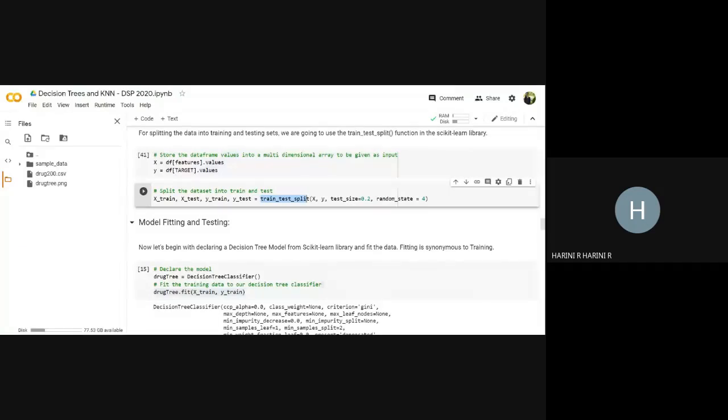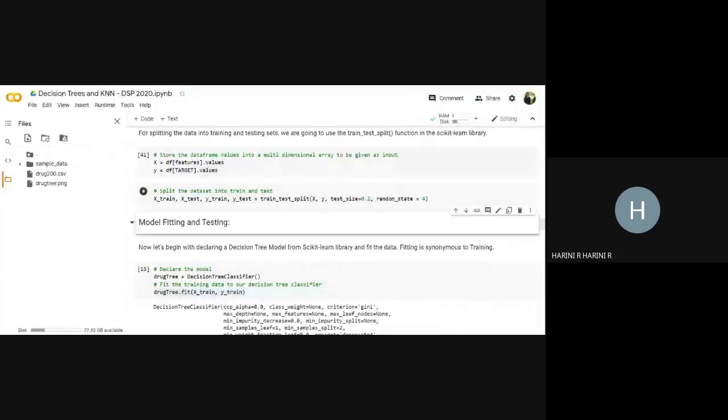Here it says test size is 0.2, which means out of the total number of records in X and Y, we are going to put only 20% in the test set, and the remaining 80% will go to the train set. There are 200 records, so 20% of 200, about 40 records, will go to the test set, and the remaining 160 to the train set. That completes the train test split.